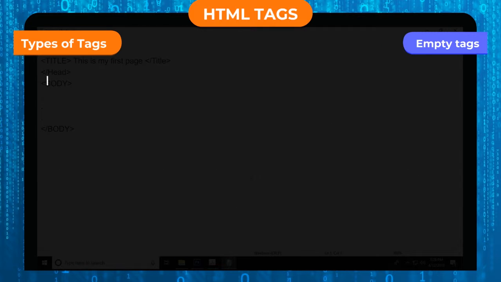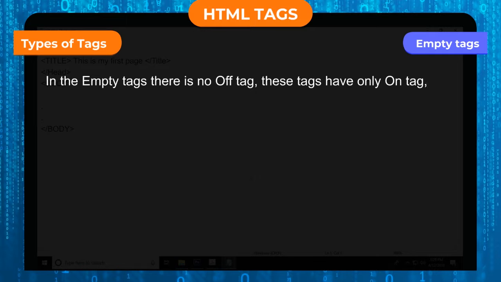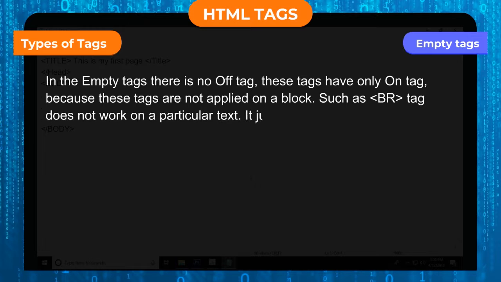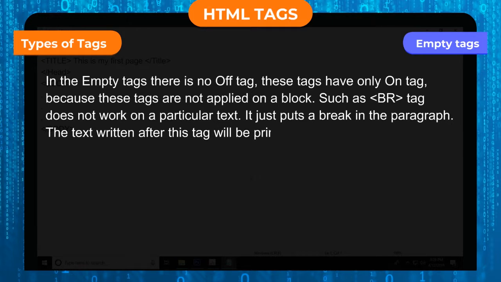Empty tags. In the empty tags, there is no off tag. These tags have only an on tag because these tags are not applied on a block, such as the BR tag, which does not work on a particular text. It just puts a break in the paragraph. The text written after this tag will be printed in the next line.